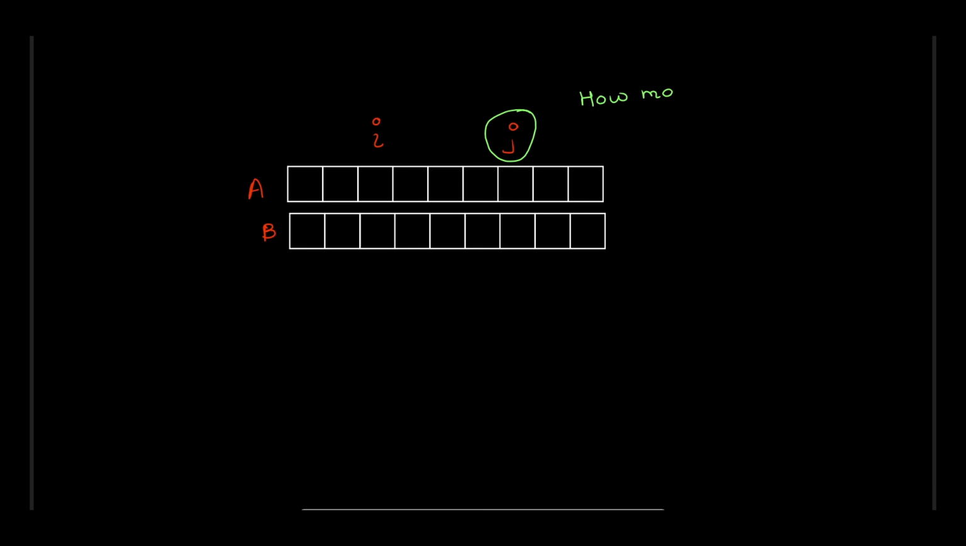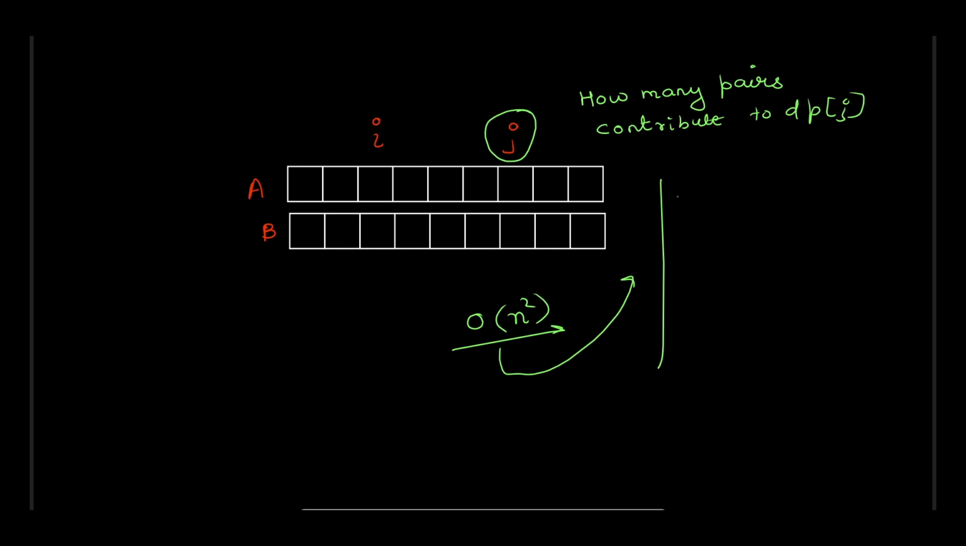So we want to ask this question: how many pairs contribute to dp of j? But how many pairs there can actually be? So there are only O of n square pairs, and these pairs can be created beforehand. So you can create an array of O of n square pairs, right? And the first element of the pair will act as x and second element will act as y, and you only store the indices, right?